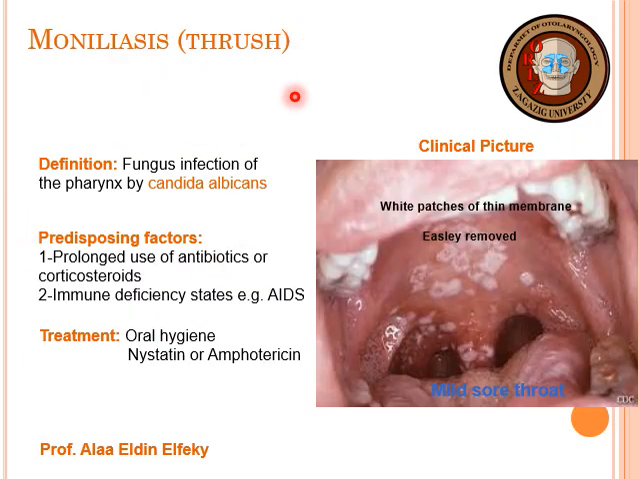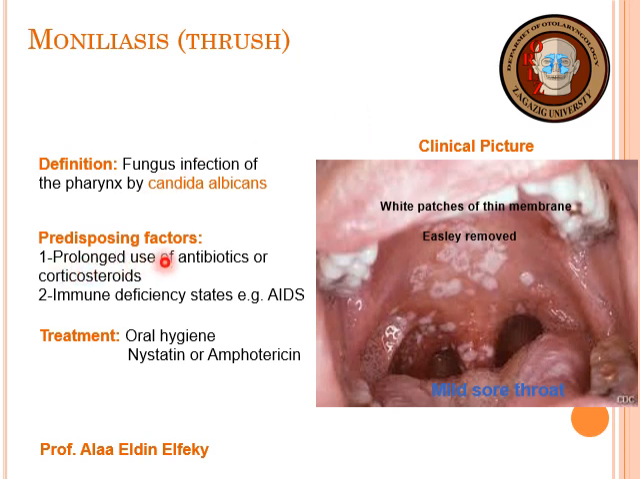Now, moniliasis or thrush is a fungal infection of the pharynx by Candida albicans. There are white patches of thin membrane that are easily removed. We can remove it with a tongue depressor, with no bleeding and no reformation. There is only a mild sore throat or some discomfort of the throat. Not everyone can be infected by moniliasis, only patients with lowered immunity.